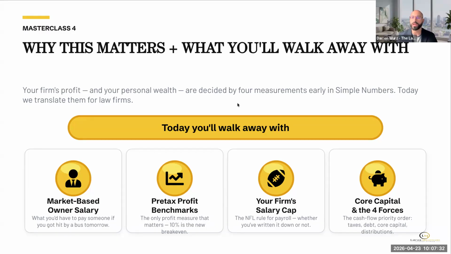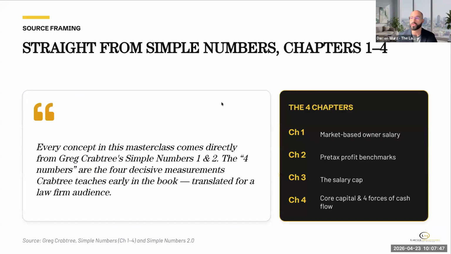Okay, so getting those four numbers solidified is really going to help you set the foundation for having a profitable firm and a growing firm as well. Straight from the book, simple numbers. This is what we're talking about today. Chapters 1 through 4 really align with the four keys we're talking about today, so that's what we'll be going through.